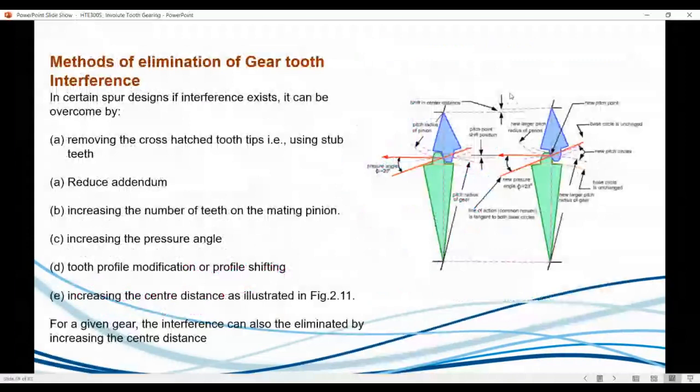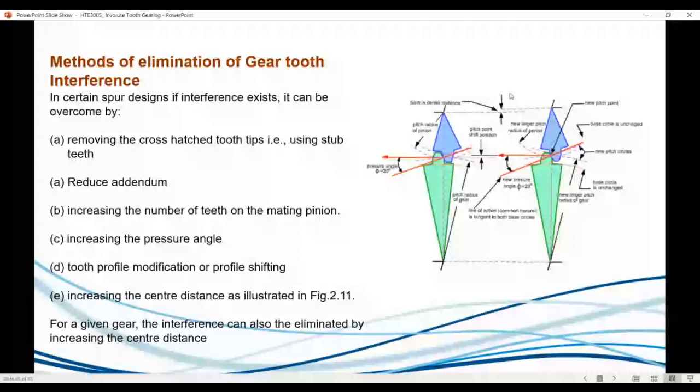I'll get into that now. It's not the only way to avoid interference. I won't be asking you this, but we can cut the tips of the tooth. Remember the addendum is to the tip of the tooth, so if it's a hatch tip, we cut it off so you get it right. So that can happen. Obviously, reduce the addendum, which we've been talking about the whole time. That's one of the main things.